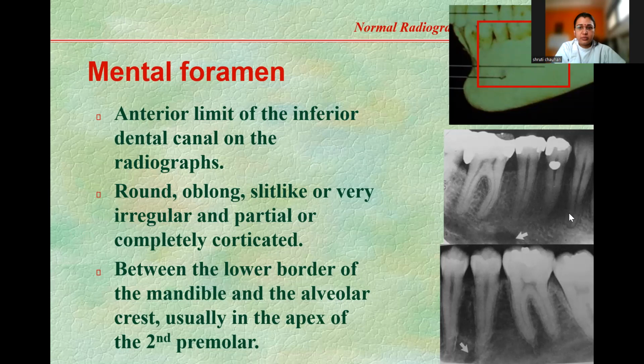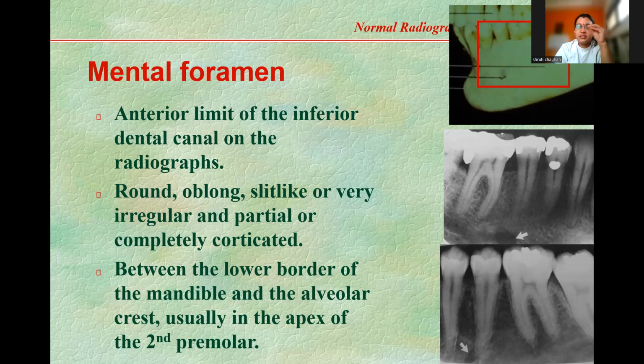Let us just read this once. Keep looking at this diagram and correlate. This one: the anterior limit of the inferior alveolar canal on the radiographs. It is round, oblong, slit-like, or very irregular, and partially or completely corticated.